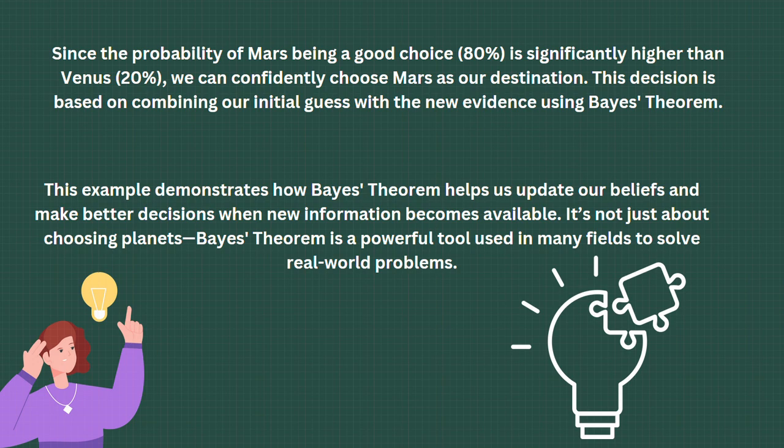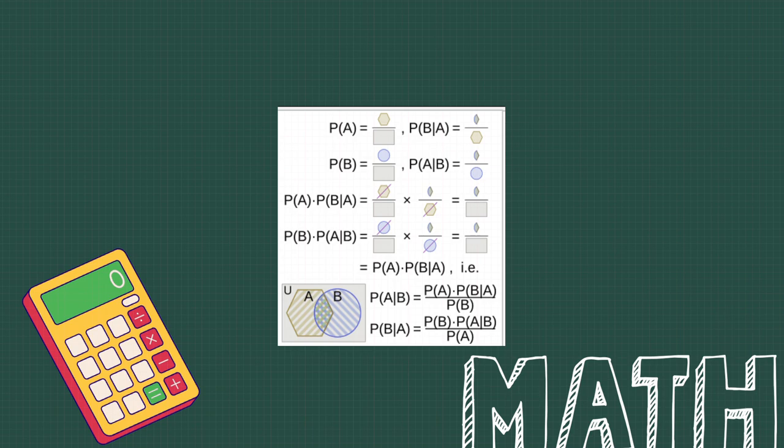So Bayes theorem is a powerful tool used in many fields to solve real world problems. We are using Bayes theorem in daily life, but unconsciously. And if we use it mathematically, it will be very helpful for us. So now let's talk about the formula and how this calculation is done.